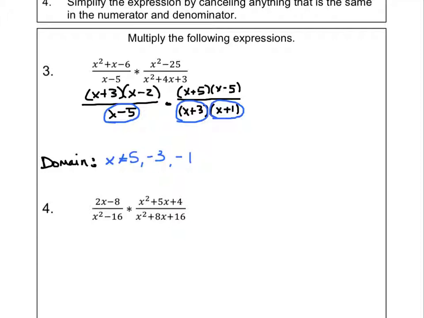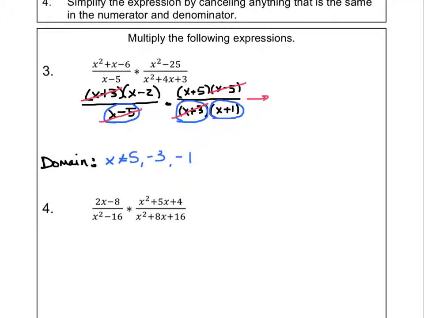So once I've stated my domain, now I can start canceling things. Again, you want to state the domain before you cancel, because certain things in the denominator are going to cancel, and if you do it after that, you're going to forget it. So I go to cancel now. I want to find things that are exactly the same. I've got an x minus 5 on the bottom with an x minus 5 on the top, and it doesn't matter if they're in the same fraction or not. I have an x plus 3 down here and an x plus 3 up top. Other than that, that's all I have that's the same on the top and the bottom.